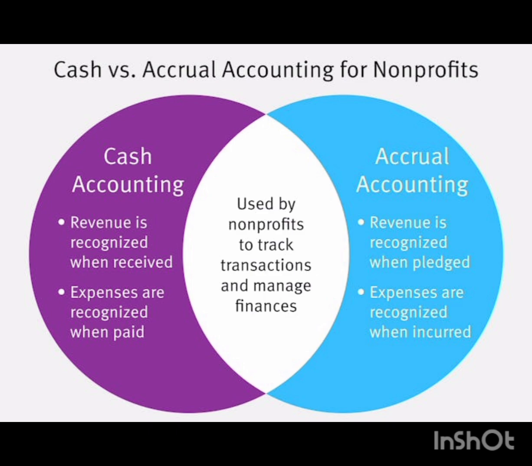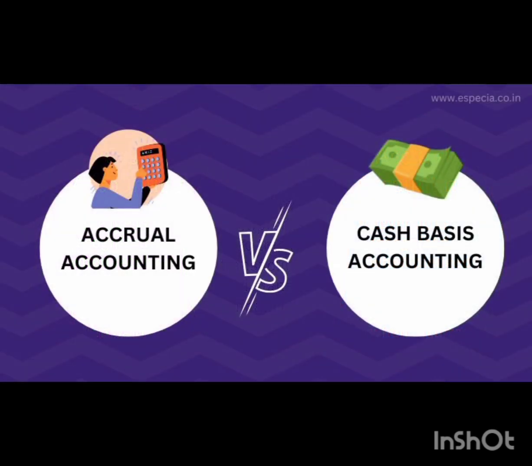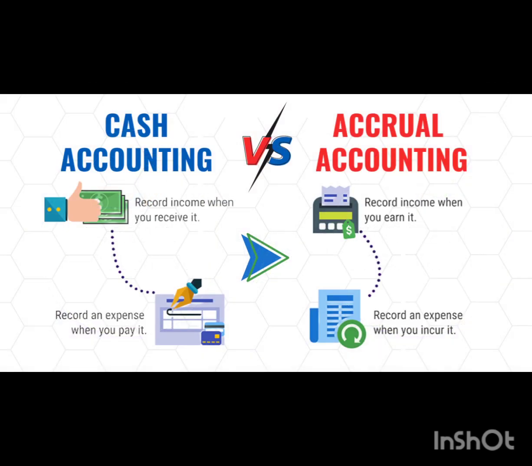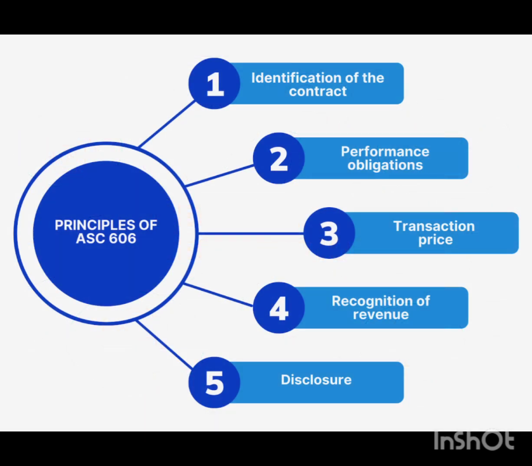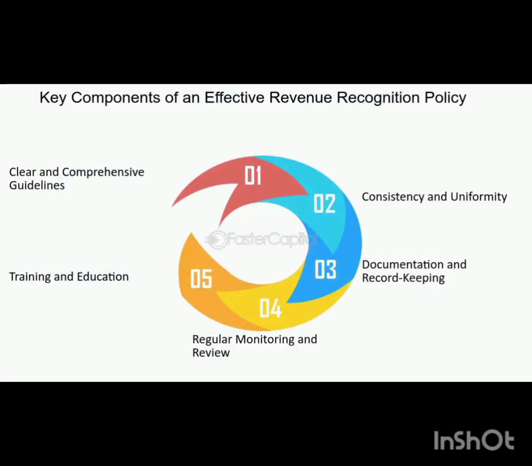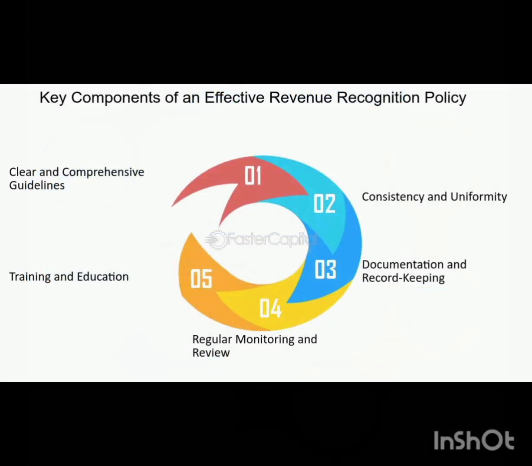In the United States, financial accounting is guided by GAAP, a set of rules and standards that ensure consistency and transparency in financial reporting. Other countries may follow different frameworks, such as International Financial Reporting Standards, IFRS. 4. Accrual versus cash basis accounting.